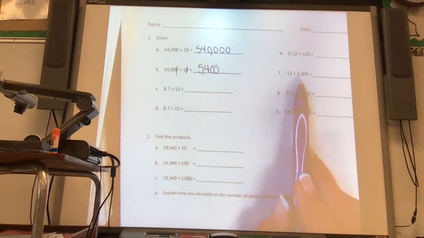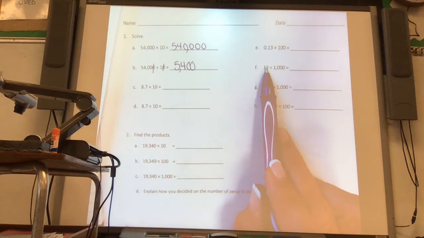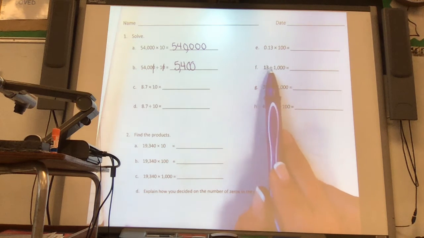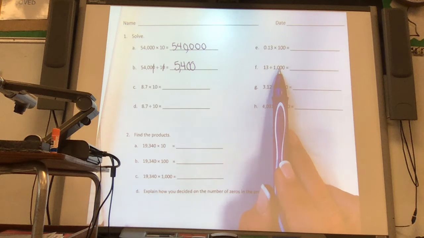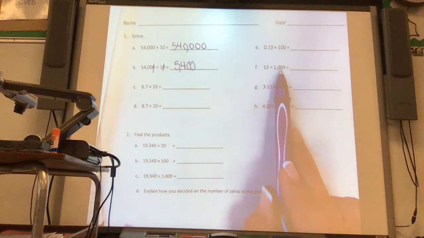That does not work on this problem. Even though it's a whole number, the number on the left is smaller than the number on the right. So that little shortcut that worked over here will not work over here.